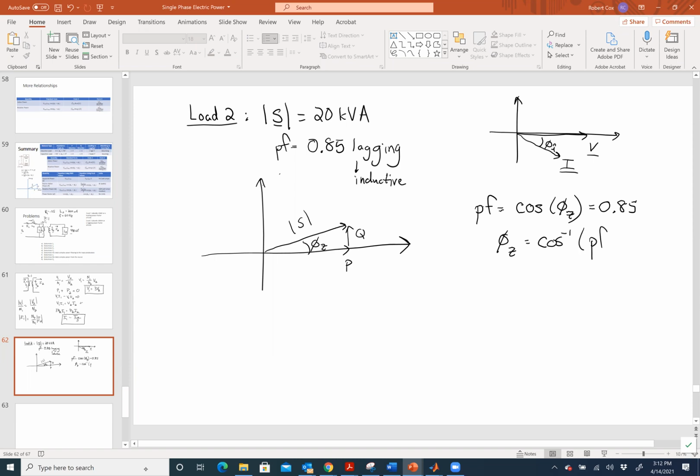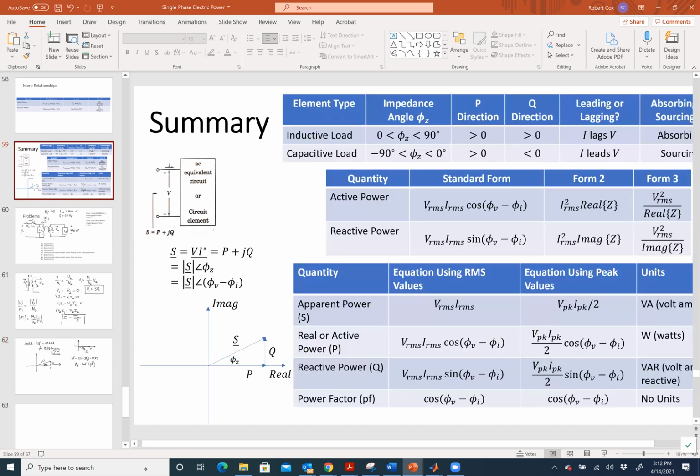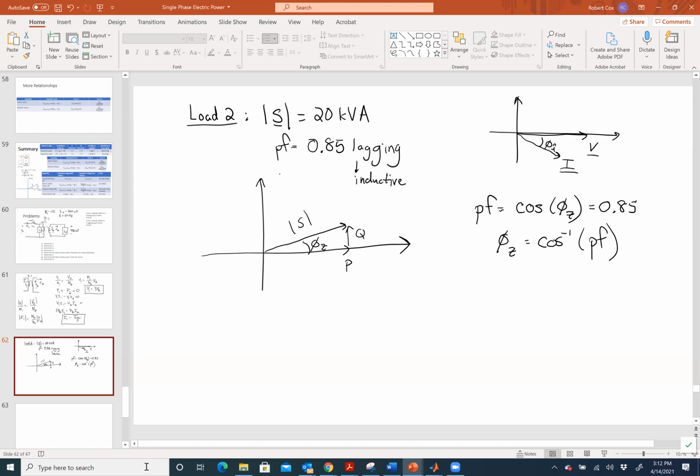Now, I didn't write that down as a formula because that's not always true. It could be the negative inverse cosine of the power factor. It all depends on whether I've got an inductive load or a capacitive load. That's hinted at in this summary slide. So we've got some work to do to figure that out. We see here power factor is cosine of phi v minus phi i, all that kind of stuff. So I can calculate that phi z, then how do I figure out P and Q for myself?